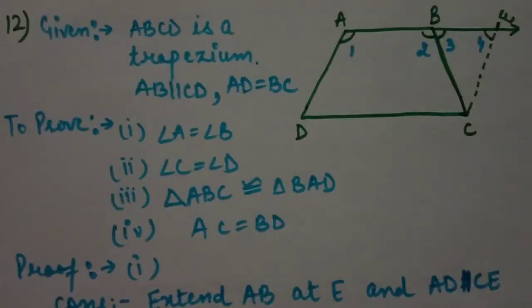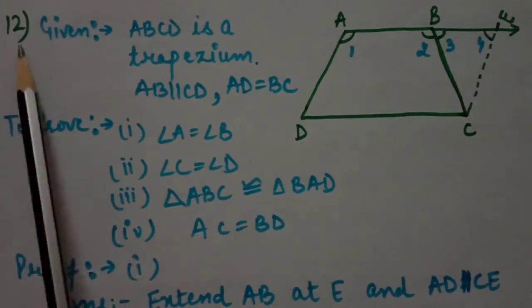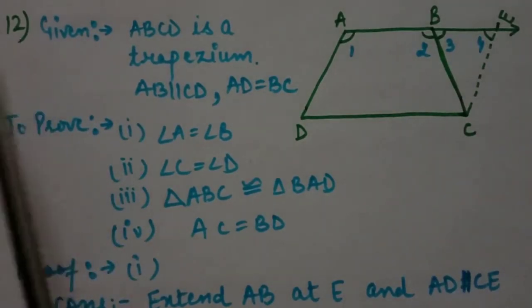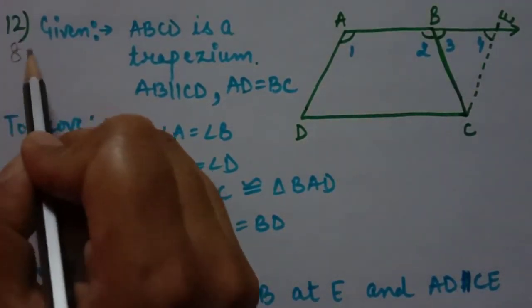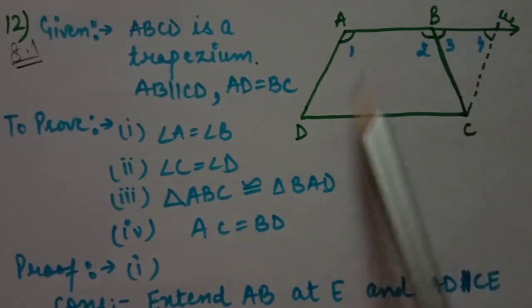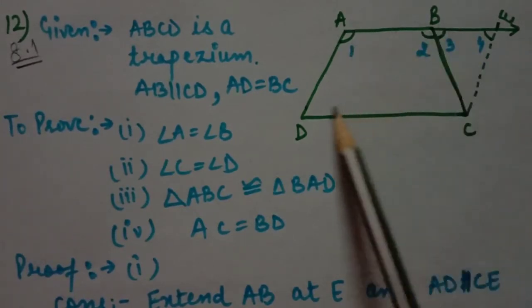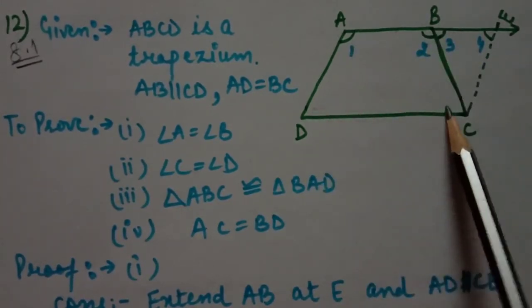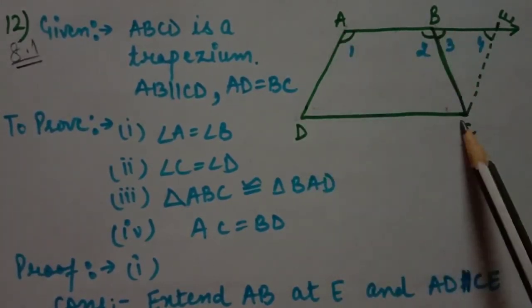So students, in solution we will discuss question number 12 of exercise 8.1. This is from exercise 8.1 question number 12. ABCD is a trapezium in which AB is parallel to CD and AD and BC are equal to each other. It means it is an isosceles trapezium.